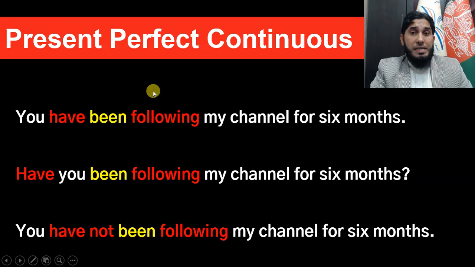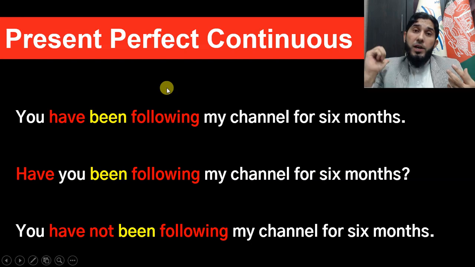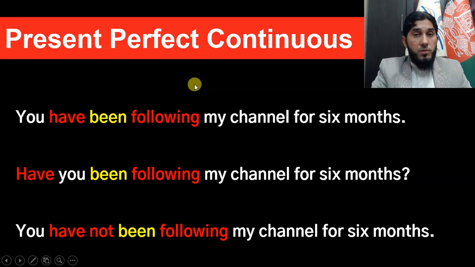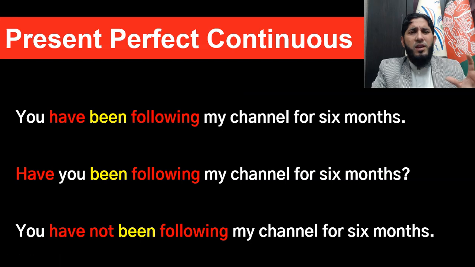Present perfect continuous tense is mainly used to talk about an action that started in the past, comes continuously to the present time, and may or may not continue in the future. So that's the main usage. And most commonly we use the prepositions for and since, okay, when we use present perfect continuous tense. So you have been following my channel for 6 months. Look. Or, for example, you may say, you have been following my channel since 2020. Okay, that's possible. So you need this preposition for or since.